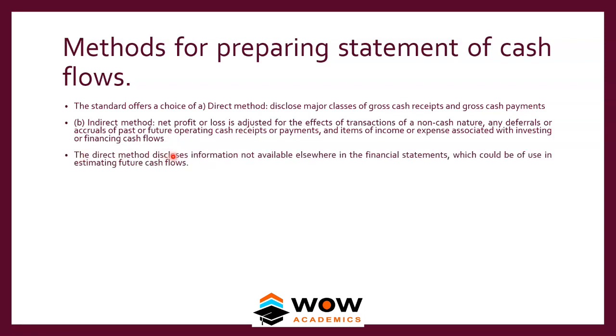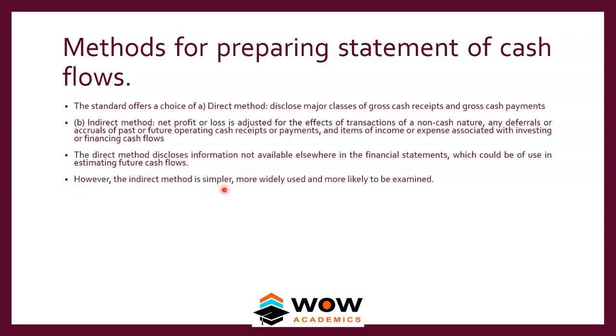The direct method discloses information not available elsewhere in the financial statements, which could be of use in estimating future cash flows. But companies usually do not show the direct method, because it is very confidential. What they usually use is the indirect method, because anyway we have to give the SOPL, and the SOPL has net profit. So net profit is used and adjusted to prepare the statement of cash flow. That is one reason why companies prefer the indirect method.